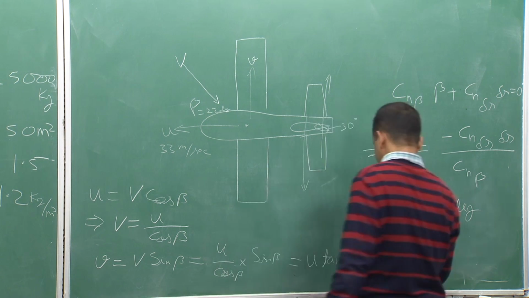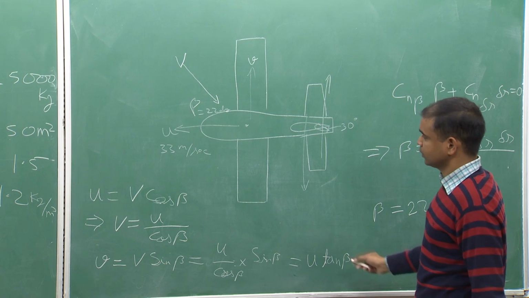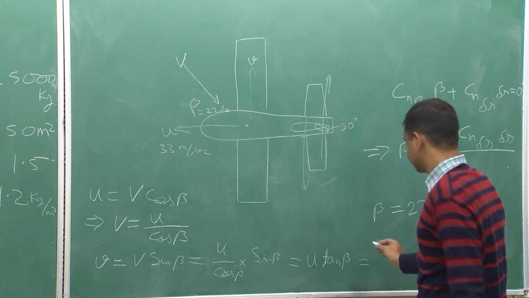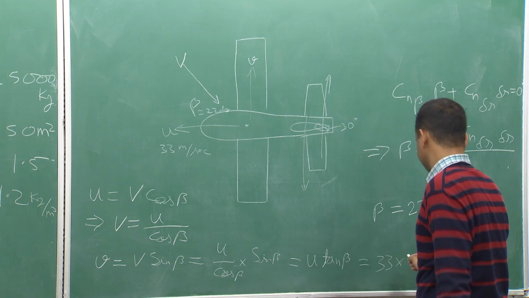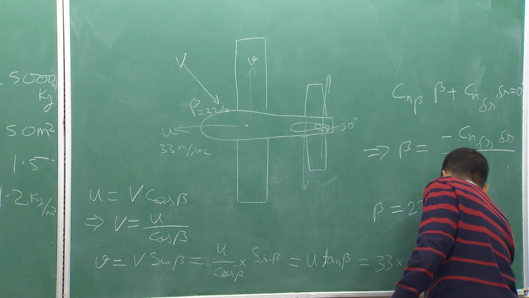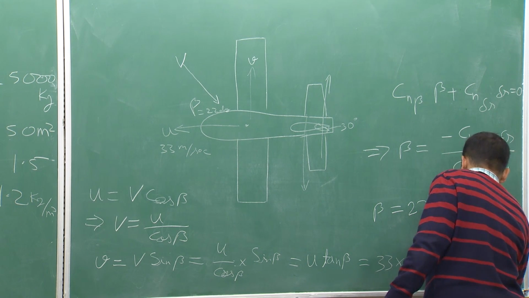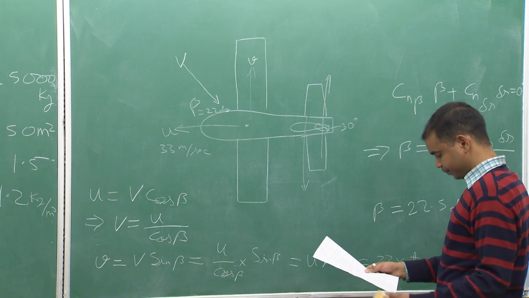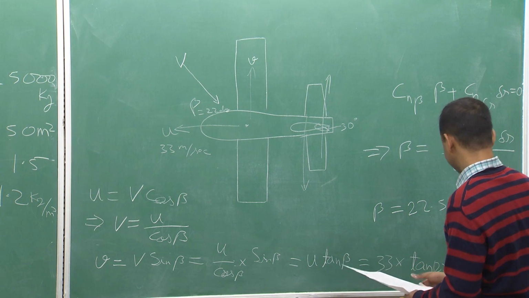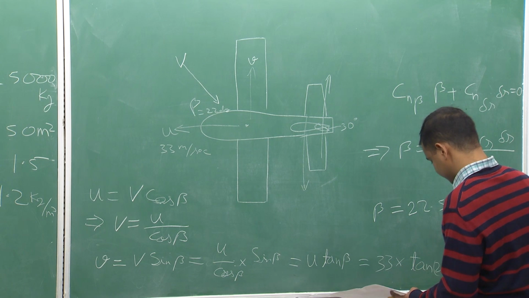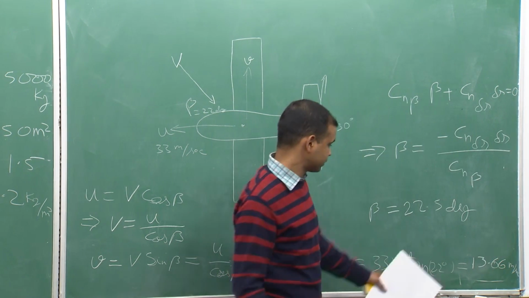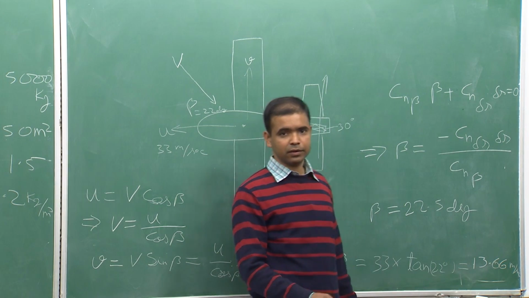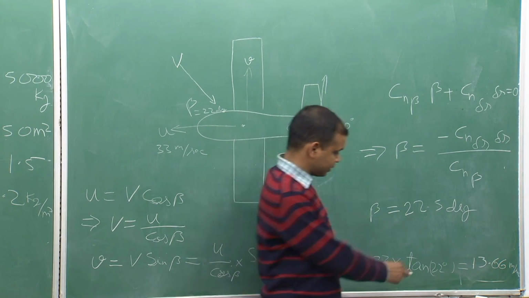And if I substitute these values into this, the u is 33 meter per second and beta is 22. So, tan 22 degrees, this will give us the value of maximum crosswind that can be handled with the rudder, and that will be 13.66 meter per second. So, now we have the maximum crosswind speed that we can handle with this rudder during landing, that is 13.66 meter per second.